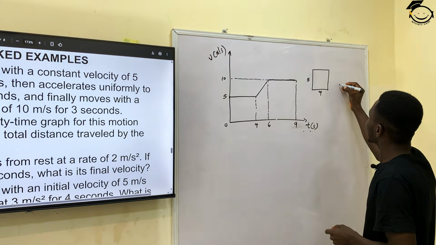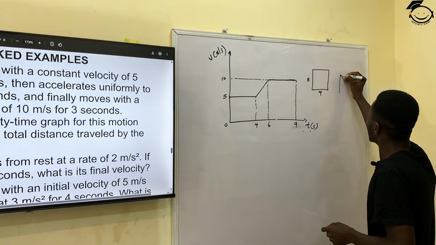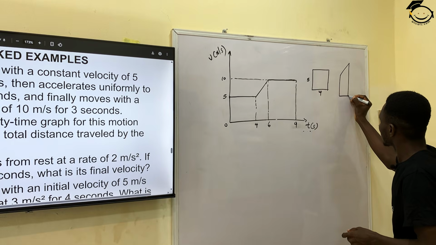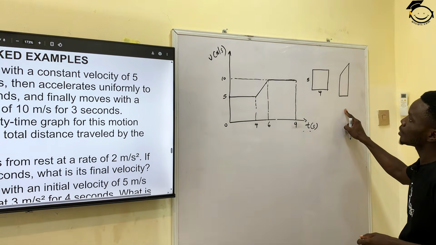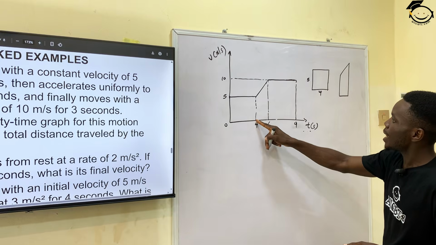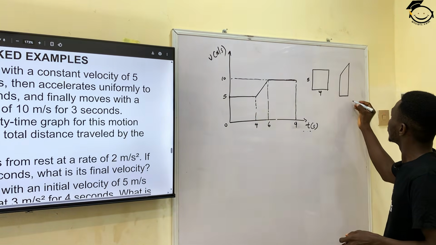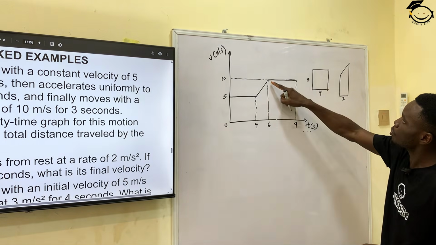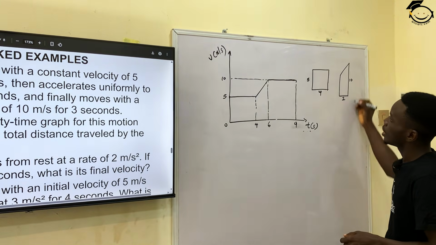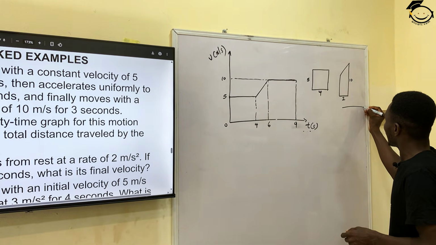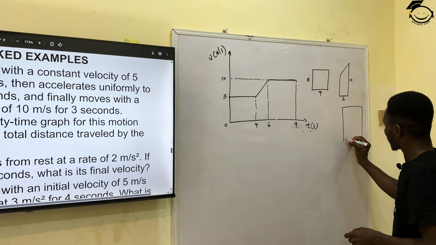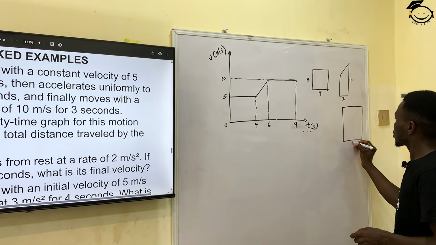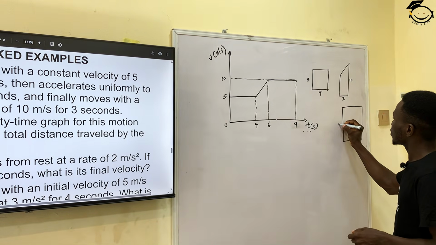And then I have another diagram that looks like this. In the second diagram, from here down to this point is 2 seconds. So this is 2. And from here down to this point is 10. So this is 10. And then the third diagram I have, this is 3 seconds and this is 10.